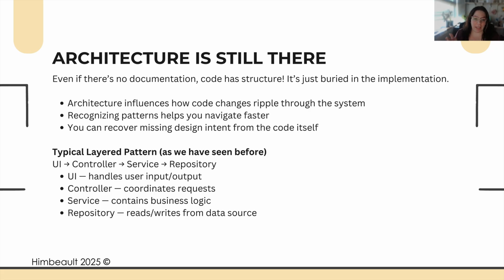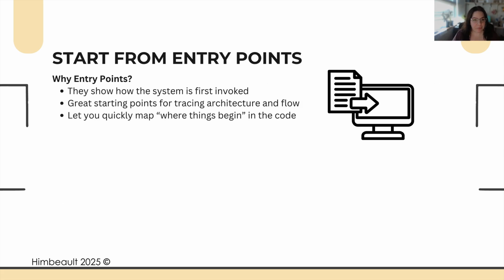We have the typical layered pattern, as we've seen before, where we have our UI, which can handle our user input and output and just do its display. You might have a controller of some kind, which is coordinating the requests. We have our service layer, which would contain all of our business logic. Maybe it's called service or business or logic layer. And then, of course, our data, persistence, repository layer, where we have our reading and writing and connecting to our data source. There could also be a models, domain models, object kind of package.